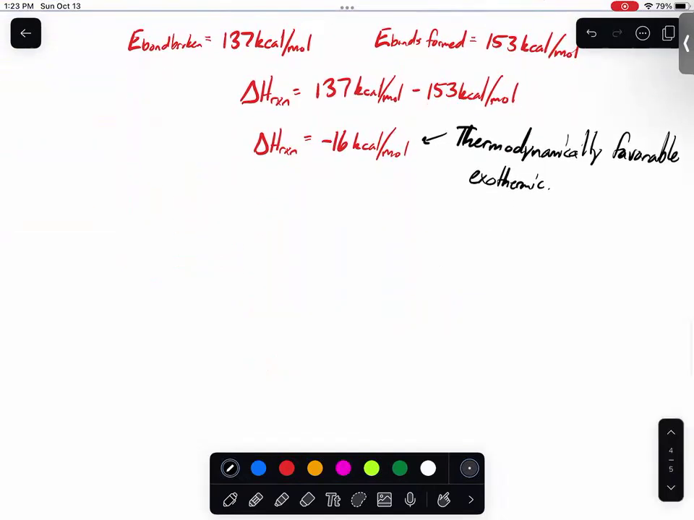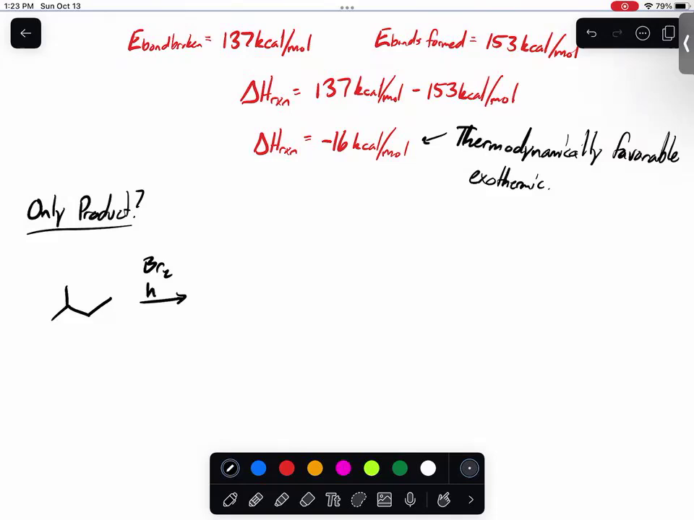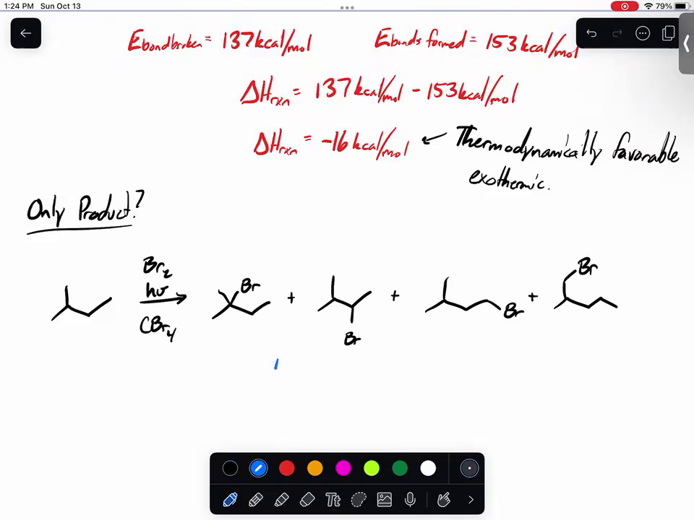it's not the only product. So if we were to ask ourselves the question, is it the only product? The answer would be technically no. Because if you take this and we throw it in here and we do this bromine, light, and CBr4, we would end up getting the product that we saw on the tertiary position. We could get a product on the secondary position. We could get a product on the end primary position there, or we can get the product on one of these primary positions here. So this overall is four different products.